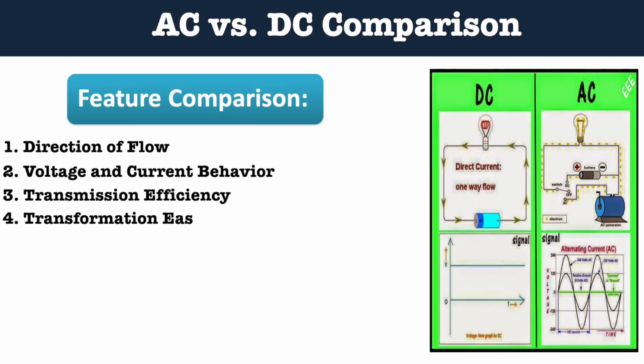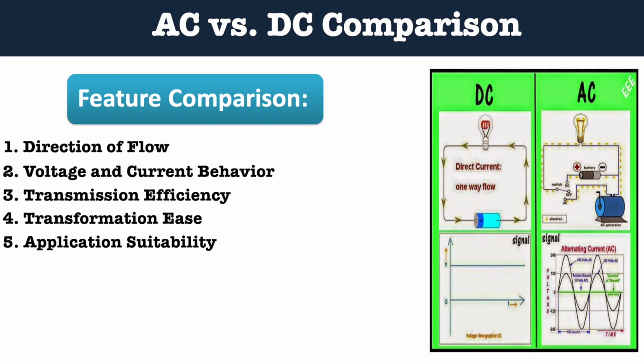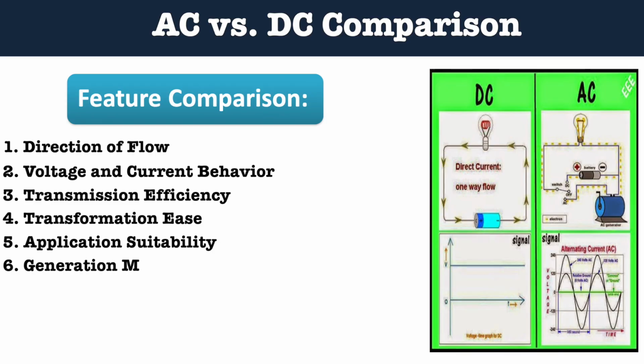If we talk about transformation, DC requires complex electronics to change voltage levels, but AC is easily transformed to different voltage levels with a transformer. If we talk about application, DC is used where low voltage and portable electronic devices are required, while AC is used in household power, industrial applications, and the power grid. If we talk about generation, what are the sources of DC and AC? The sources of DC are the battery and the solar cell, and the sources of AC are the power plant and generators.